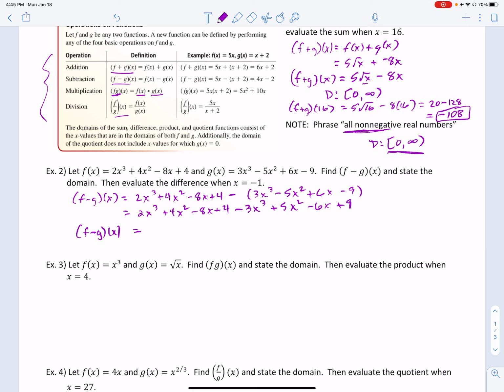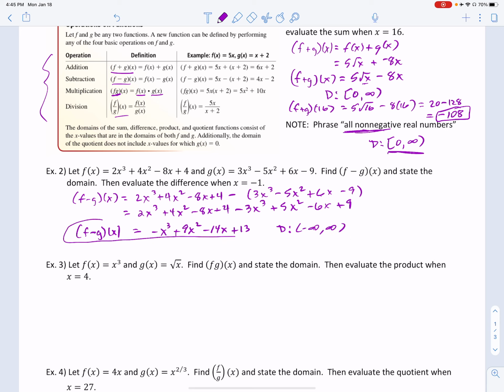And then when you collect like terms, you are going to get a minus x cubed plus 9x squared minus 14x plus 13. And the domain on this, it's a polynomial. They're both polynomials. The domain is the set of all reals.